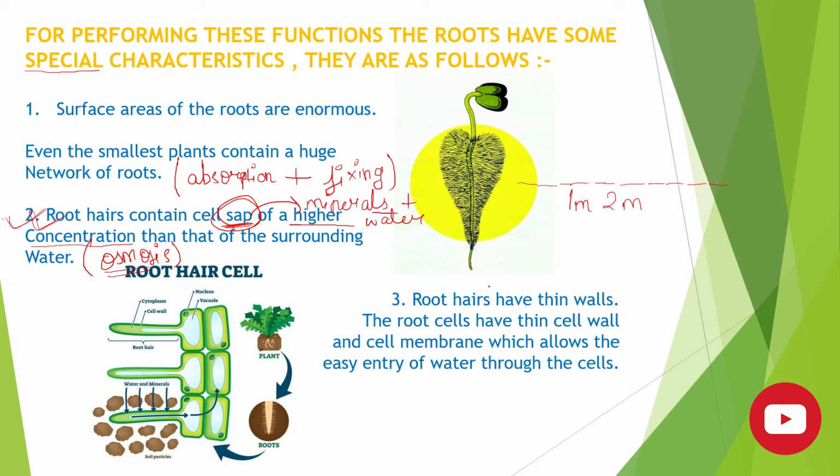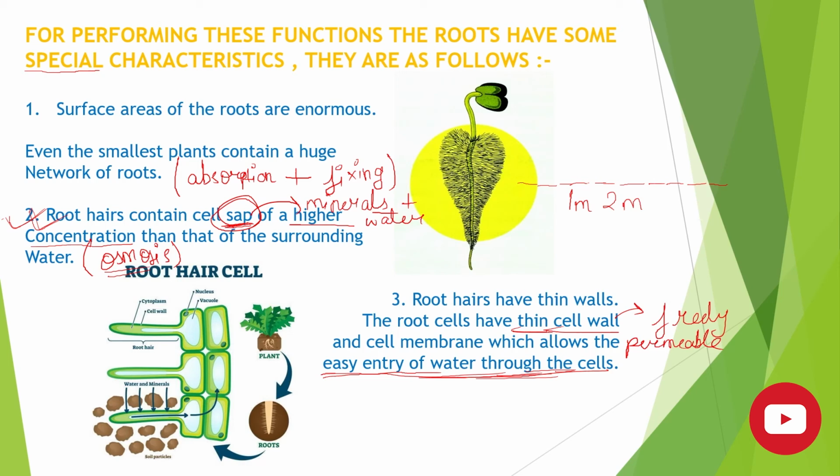Plant cells have a cell wall, which is thin in nature. The cell wall allows the easy entry of water molecules into the cells. Why? Because the cell wall is freely permeable. You all know that as well. The cell membrane is semi-permeable, the cell wall is freely permeable, and hence it allows the easy entry of water. So if it allows the easy entry of water, then it helps in absorption very easily, and therefore roots are the parts of the plant that play a role in the absorption of substances.